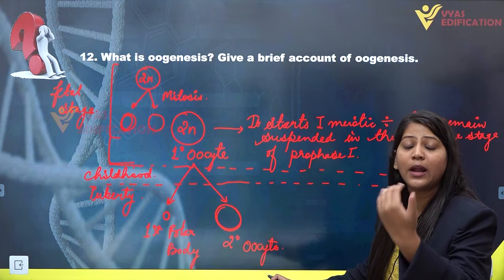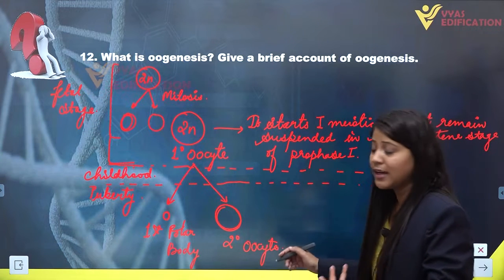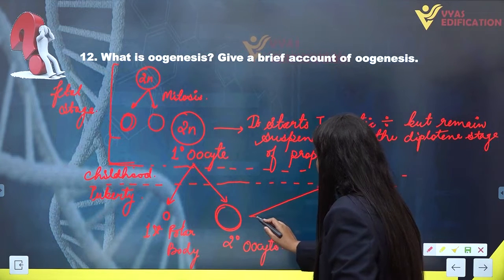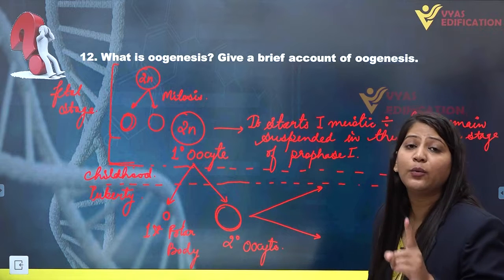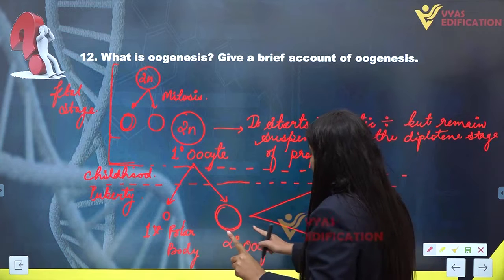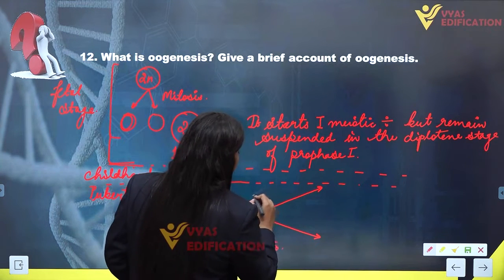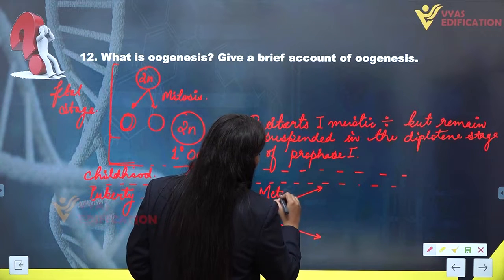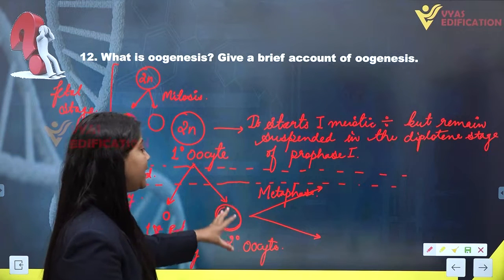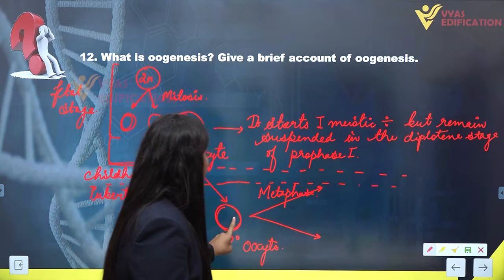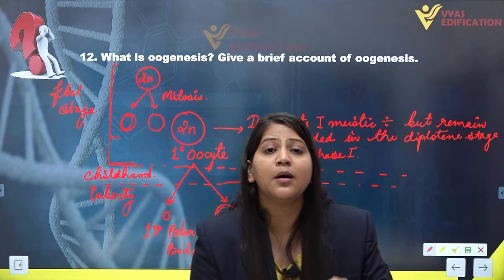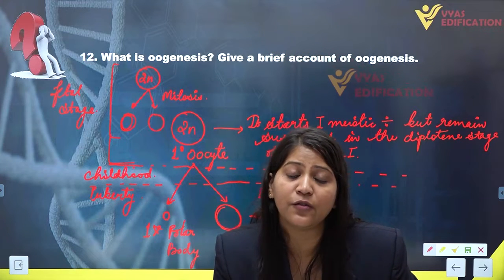This secondary oocyte will undergo another meiotic division, the second meiotic division. But it will remain suspended in metaphase 2. It will not complete the second meiotic division. It will complete the second meiotic division only when the sperm cell comes in contact with the secondary oocyte.